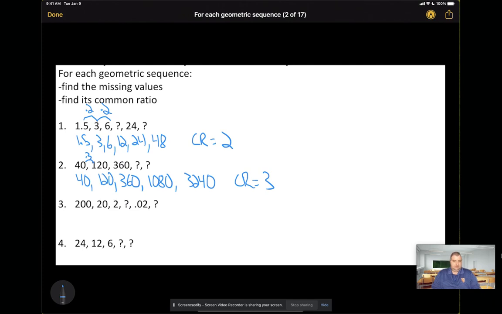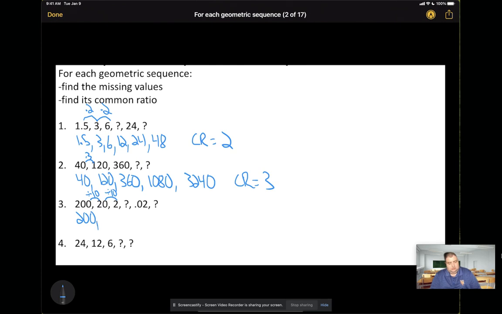Okay. Let's take a look at number 3. Now we're decreasing. We go from 200 to 20 to 2. So clearly my pattern is not going to be to multiply, it's going to be to divide this time. So the question is 200 divided by what is 20? And it's clearly going to be 200 divided by 10. Right? If I take 200 and divide it by 10, do I get 20? Yes, I do. Is 20 divided by 10 equal to 2? Yes. So we could go from there.